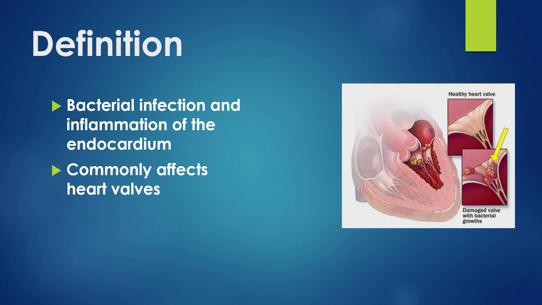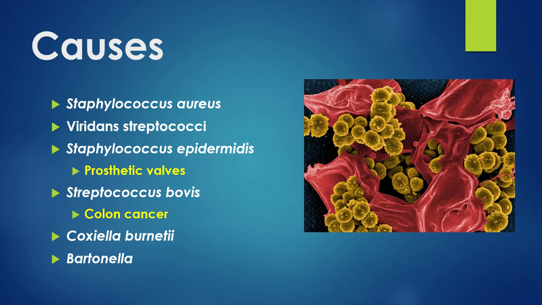Really, the definition is in the term itself, bacterial endocarditis. It's a bacterial infection and inflammation of the endocardium, endocarditis. And the really important thing about bacterial endocarditis is that it commonly affects the heart valves. As you can see here, the bacteria can seed on those heart valves and damage them and cause a lot of bad problems. And of course, if it's going through the heart, it's going to circulate through the body, and it can cause a lot of problems elsewhere as well.